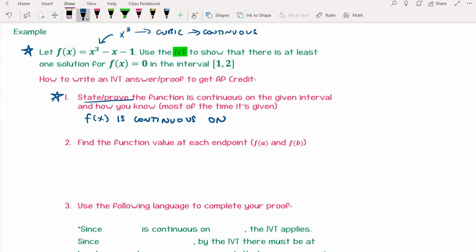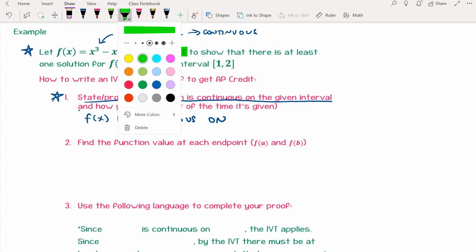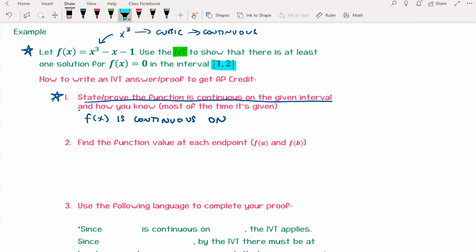It says state that the function is continuous on the given interval, and how you know. So the interval that we were given is, let me just highlight that. Here's my interval. Here's my function. Okay, so the interval is 1, 2. So we'll just copy that, on 1, 2, because, I'm going to say, because it is a cubic. That's how we know. Okay, next step.